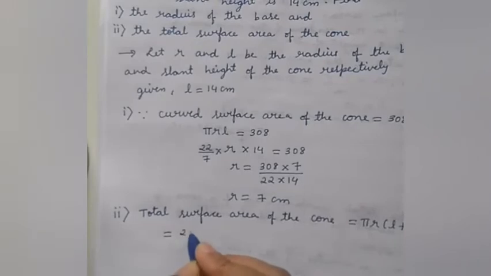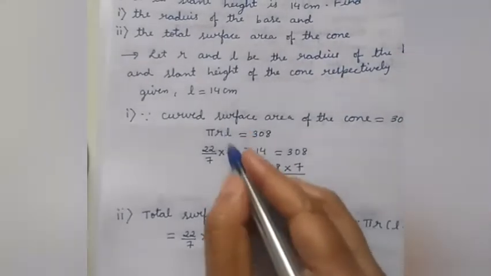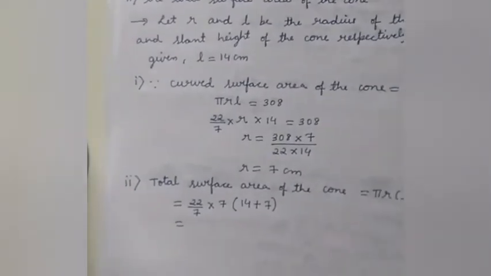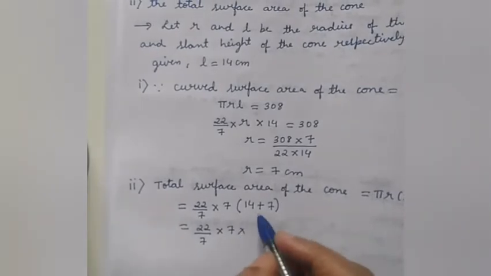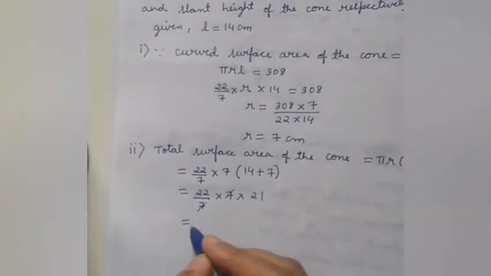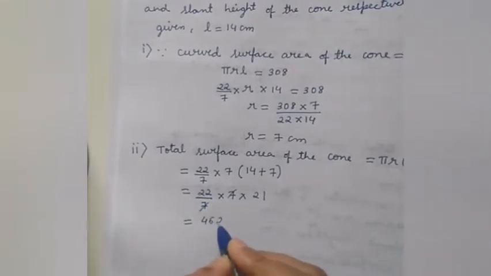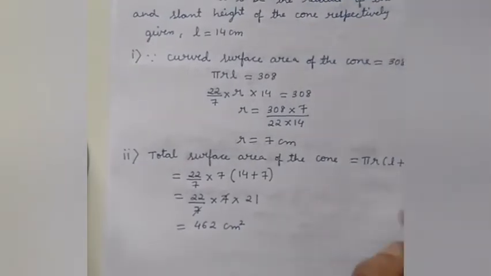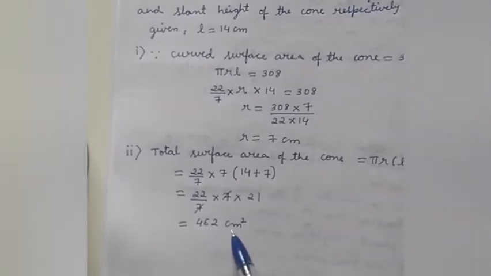That is equal to pi is 22 divided by 7 into R is 7 into (L given, it is equal to 14 plus R is 7). That is equal to 22 divided by 7 into 7 into (14 plus 7 is equal to 21). So here 7 gets cancelled since it is multiplication. Now 22 into 21 is equal to 462 centimeter square. So we can say that the total surface area of the cone using the formula pi R into (L plus R) is equal to 462 centimeter square.